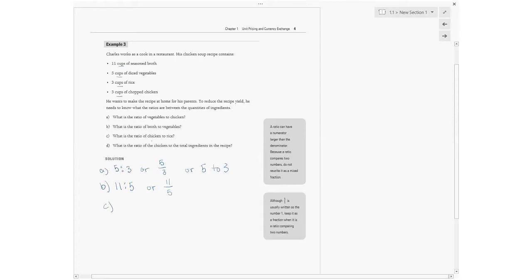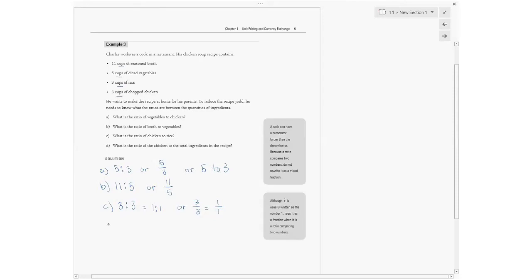C, chicken to rice. So we've got 3 cups of chicken, and we've got 3 cups of rice. Well, 3 to 3, we could say that is the same as 1 to 1. Or you could say 3 to 3 is equal to 1 to 1. We've divided both by 3.